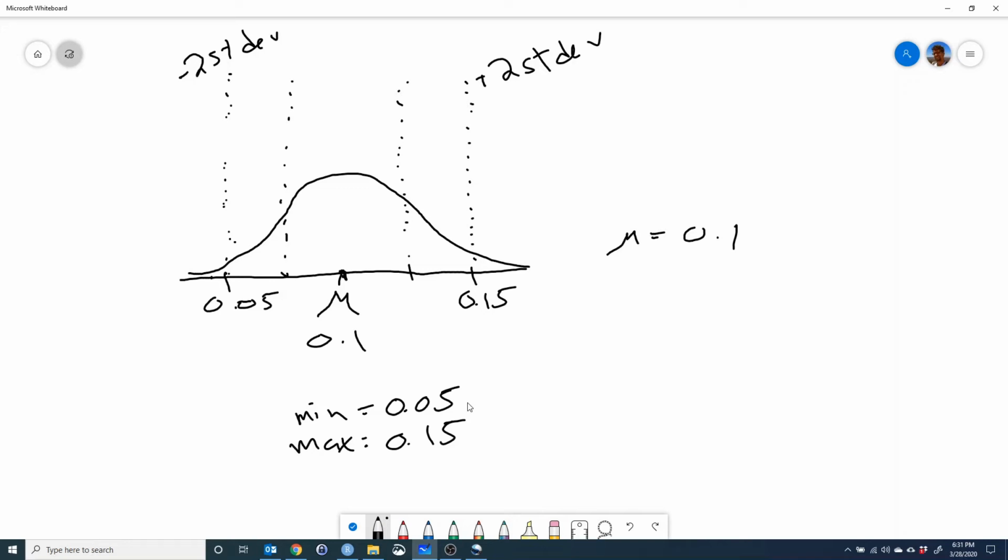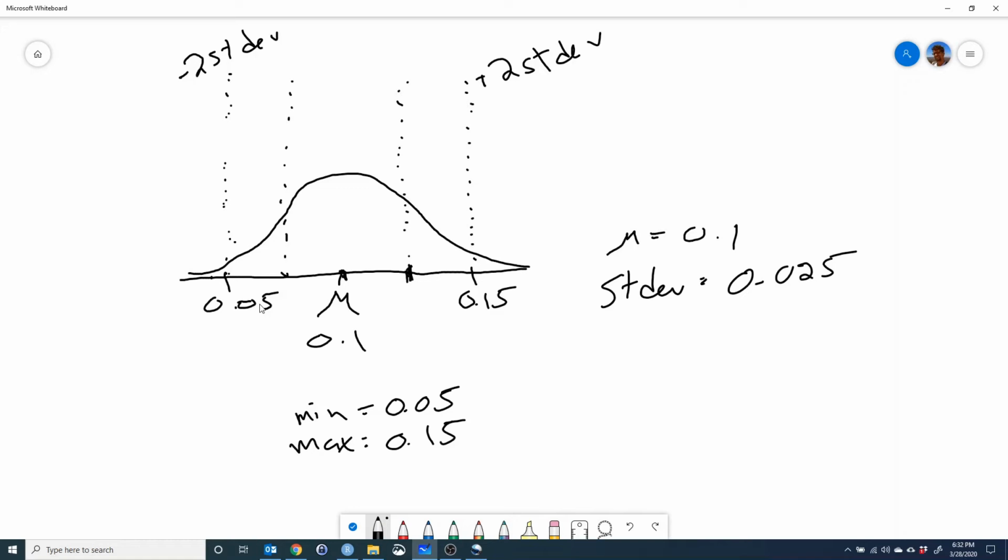Now, if 2 standard deviations from the mean is 0.05, so this is 0.1, this is 0.15, one standard deviation should be half of 0.05, or 0.025. That would give us this distribution that has a minimum of 0.05 and a maximum of 0.15. And so we can go back now and specify this standard deviation of 2.5% or 0.025, and we should get a distribution that varies between approximately 0.05 and 0.15.